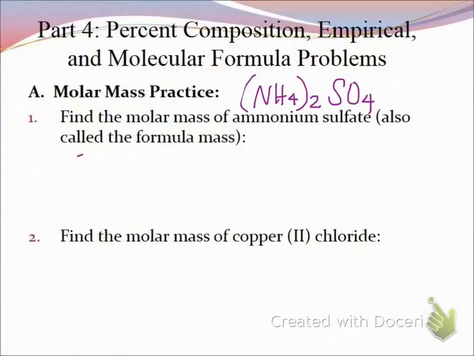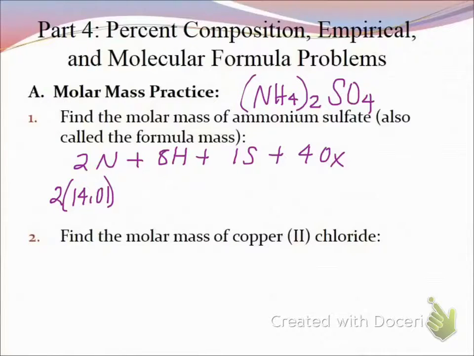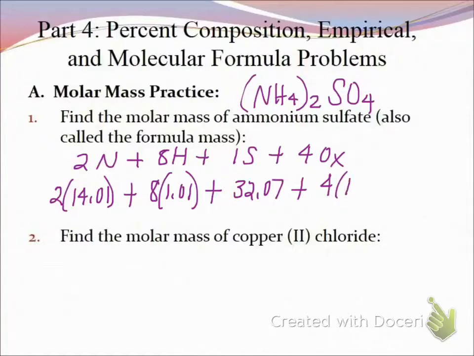So then I would say that I have 2 nitrogen, plus 8 hydrogen, plus 1 sulfur, plus 4 oxygen. So I would say 2 times 14.01, and where did I get that number? 8 times 1.01 plus 32.07 for sulfur plus 4 times 16. Okay? So when I add all that up, someone do that. Someone be my calculator and tell me what we would get.